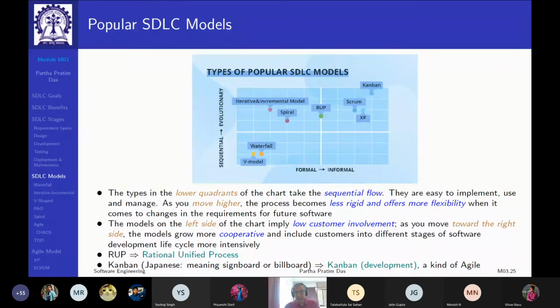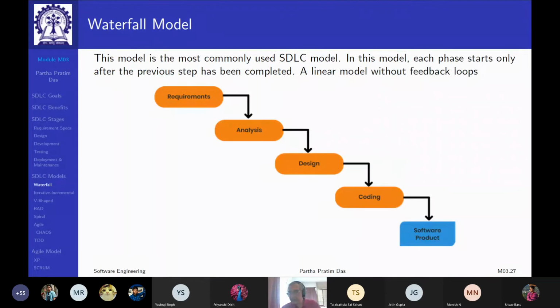Now, talking about the models, the most widely used model is waterfall. And this diagram will tell you why it is called waterfall, as the water falls along a stairway. So you do these phases one after the other. You have requirements, then analysis, then design, then coding, then the software product here, which means testing and deployment. It's a linear model without any feedback. You just keep on doing things one after another.